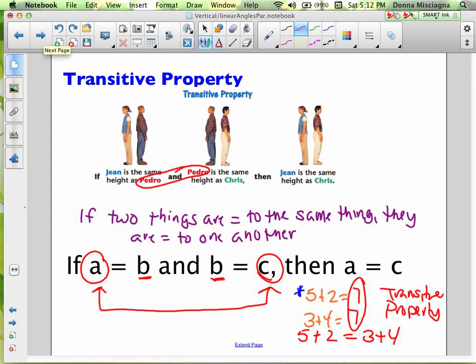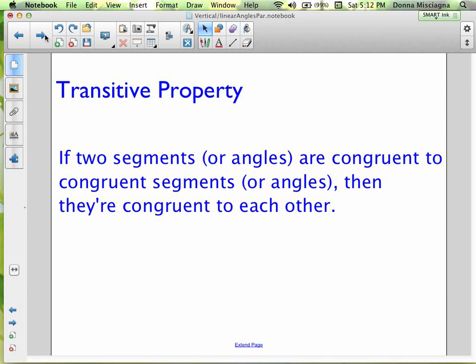So anytime we see that two things are equal to the same thing, they have to be equal to one another. And when you're working with a proof and you see that you've got something repeated, two different things equal to the same thing, you should be thinking transitive property. Right, so transitive property: if two segments or angles are congruent to congruent segments or angles, then they're congruent to each other. That's how we're going to use the transitive property.